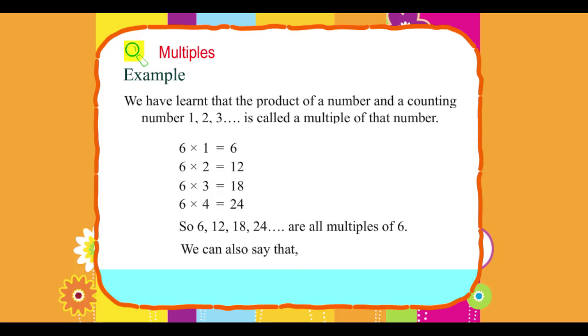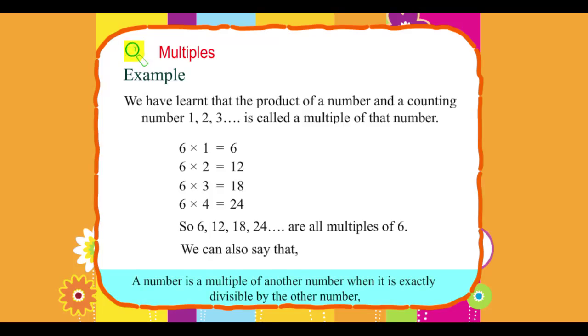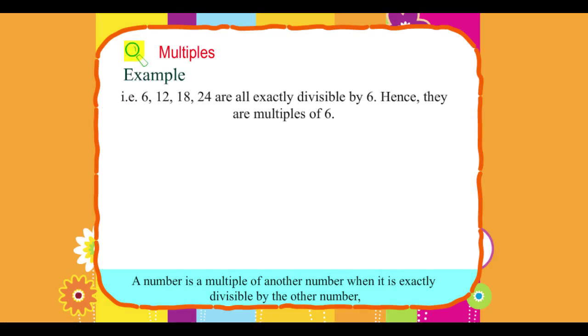We can also say that a number is a multiple of another number when it is exactly divisible by the other number, that is 6, 12, 18, 24 are all exactly divisible by 6. Hence, they are multiples of 6.